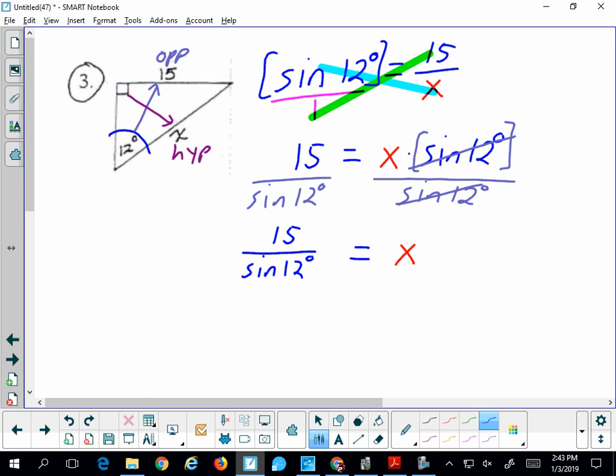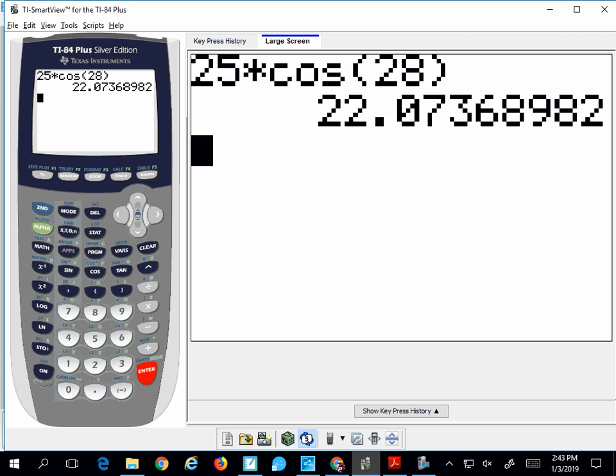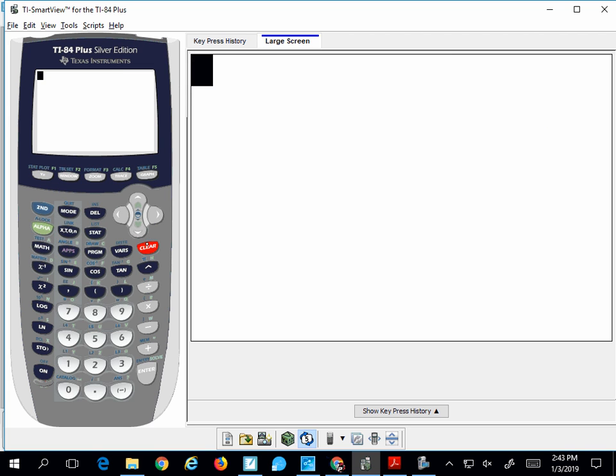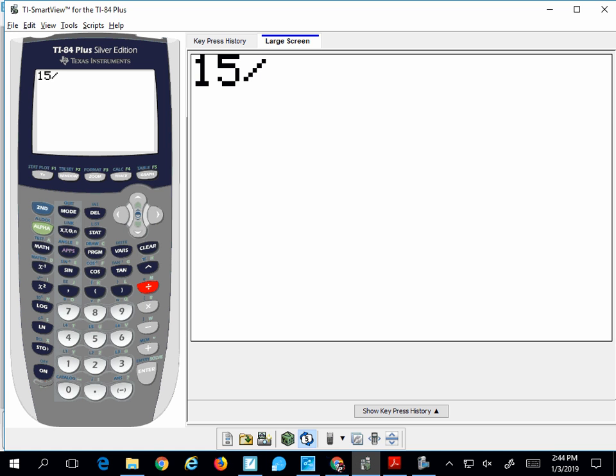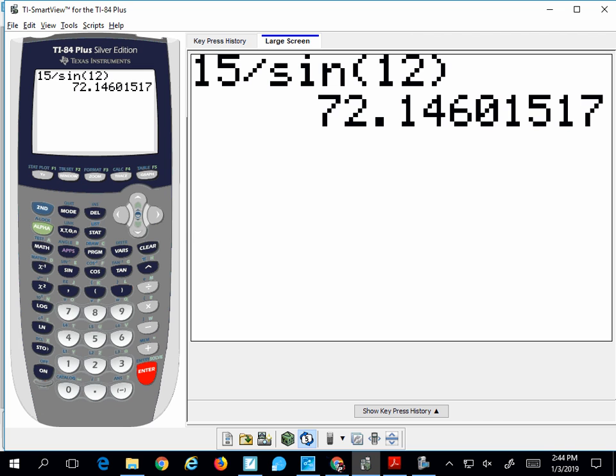Once I get x isolated, this tells me exactly what to put in my calculator. So I go back to my calculator and I type in 15 divided by, and I forgot what my numbers were, sine of 12 degrees. 15 divided by sine of 12. Enter. And I get 72.146.